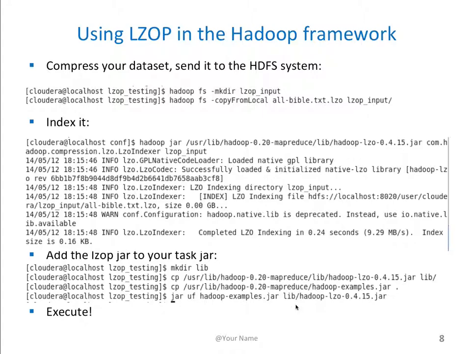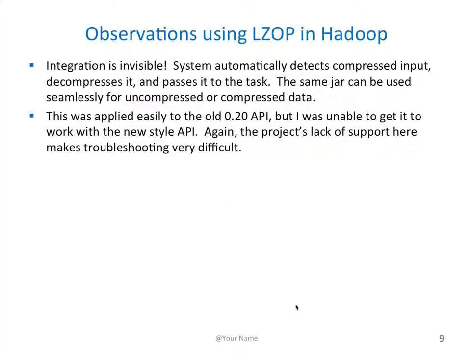And after this, we execute it using an exactly identical system to the way we did before. Hadoop, jar, word count.jar, input directory, output directory. And the cool thing about this is once you've built the package, once you've added that thing to the jar, it's done. It's invisible. You cannot tell the difference in the end output from operating on compressed data versus operating on uncompressed data. The system automatically detects it, decompresses it, and passes it to the task. The same jar can be used seamlessly for uncompressed or compressed data.